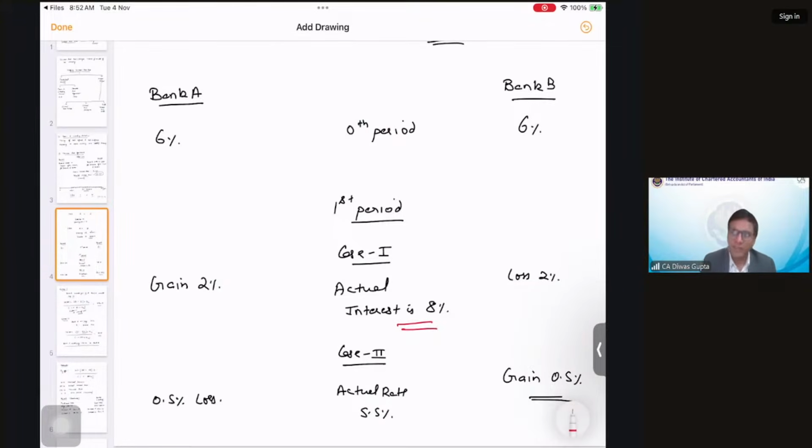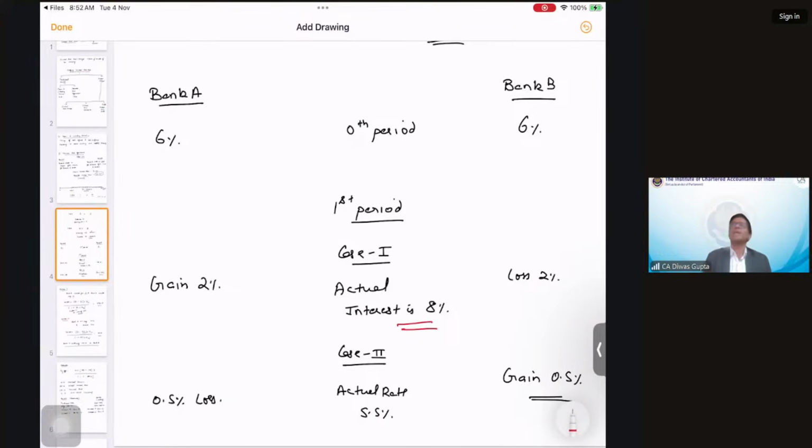So it is very much similar to a long forward, right? Purchase of a forward, wherein the person who has purchased the forward will gain at the rate of the difference between the actual market price minus the strike price. Okay, so the actual interest rate is 8%. There will be a gain of 2%, students.